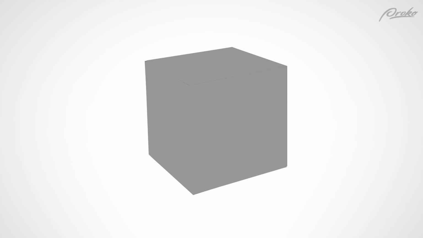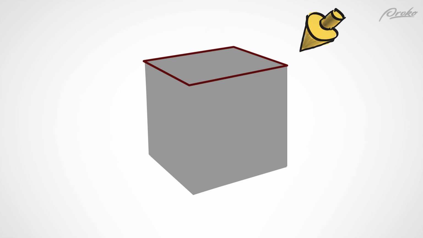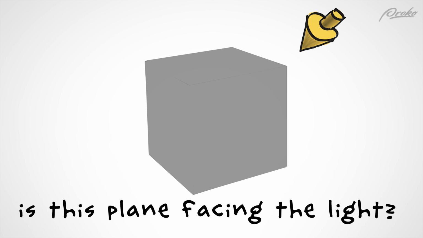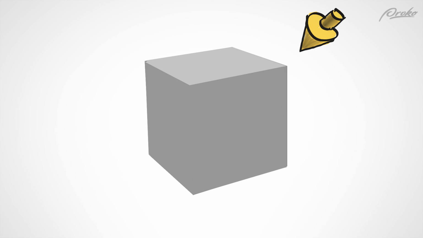Without the lines, this box just looks flat. So let's bring in a light source here. Now, let's consider this plane. We can ask a simple yes or no question. Is this plane facing the light? The answer here is yes, it is facing the light. So let's give it a light value.